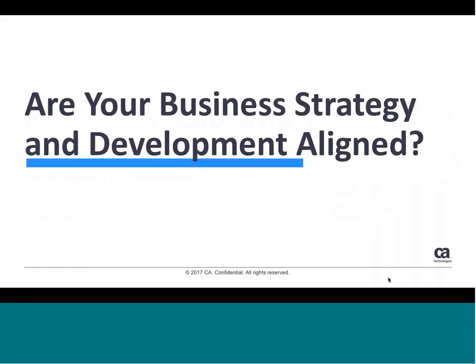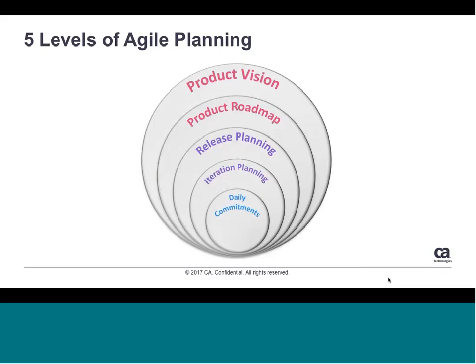The first thing we're going to talk about is the 5 levels of Agile planning. The question is, are your business strategy and your development aligned? So what does that mean exactly? If you look at this from the 5 levels of Agile planning, these levels fit directly into the Agile Central Portfolio Manager. We start at the top at the product vision, which is a theme level, and that timeline is anywhere from 1 to 5 years.